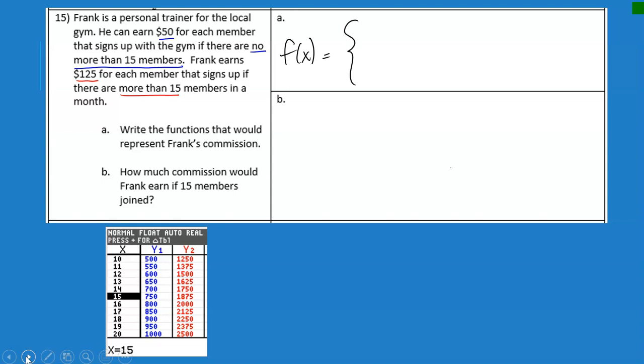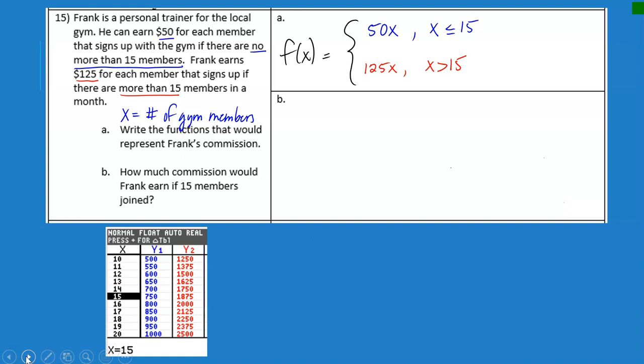For my first function, he can make $50 per member. And by the way, I should have said this first, X is representing the number of gym members. So since it says per member, we're multiplying the $50 times however many members there are, which in this case is represented by X. And that's if he has no more than 15 members. So that's 15 or less. And then he can make $125 per member if there are more than 15 members.